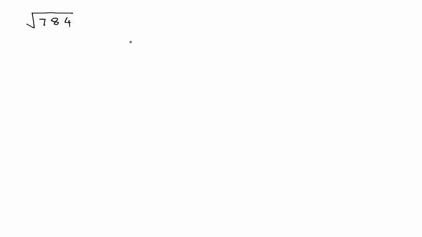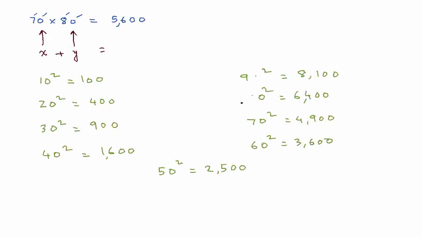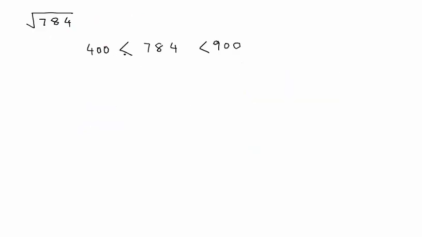Now we are asked to find the square root of 784. Now 784 is actually between 400 and 900. Where did I get these two numbers from? This list out here. So we could say that the square root of 784 must be between the square root of 400, which is 20, and the square root of 900, which is 30. And we also know that this is a perfect square. Remember, this lesson is only about perfect squares.